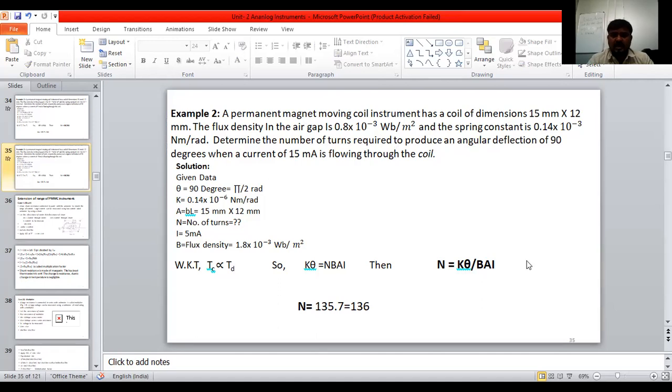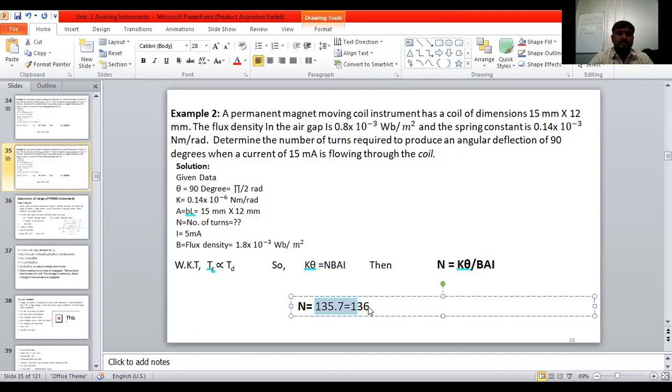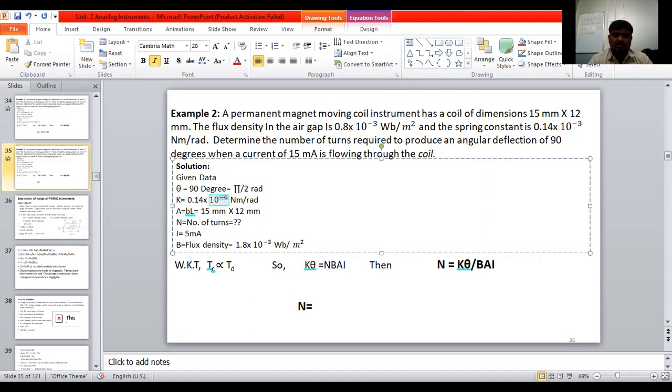Same problem, just I have changed the value. You have to give me the answer. The given data will be changed. So I have kept degree as it is. Only the K I have changed, that is 10 to the power of minus 6 to minus 3.